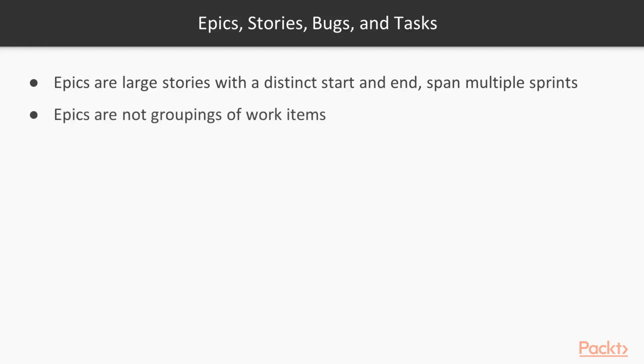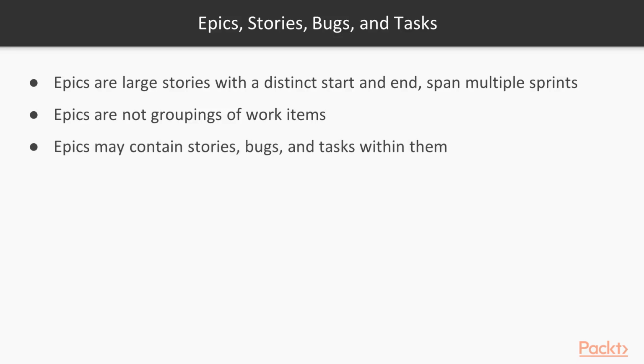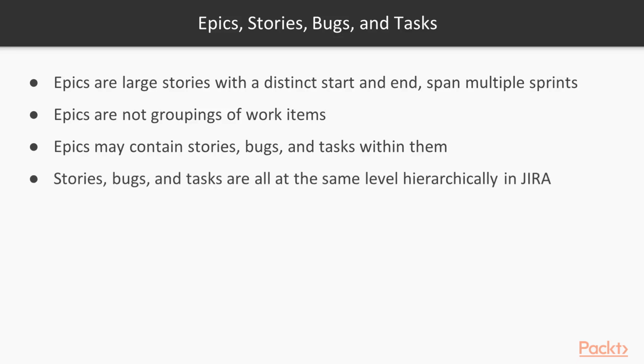Epics are not groupings of work items, and we'll take a look at that because that's a common thing that people do in a JIRA UX. So we'll take a look at how we use components and labels to do this instead of epics. Epics will contain stories, bugs, and tasks, and they're really a grouping of those things. Again, a large story. Stories are smaller than an epic. Stories, bugs, and tasks are all the same level hierarchically.